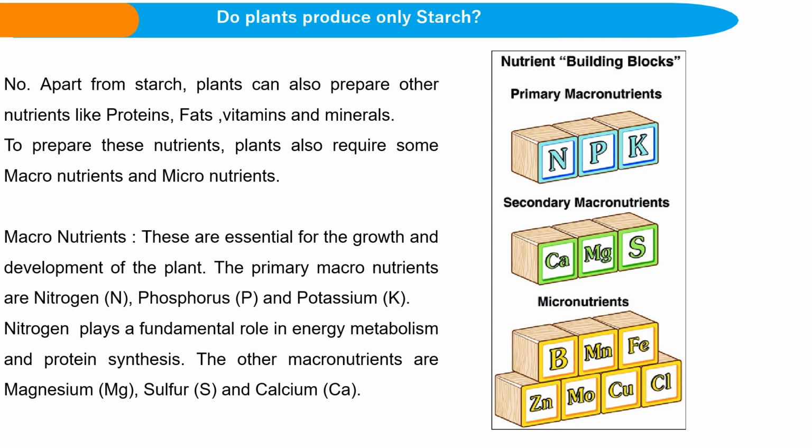Let's discuss the macronutrients. These are essential for the growth and development of the plant. And the primary macronutrients are nitrogen, phosphorus and potassium. Generally we call them NPK, and these are very much required for the plants for their growth and development. Nitrogen plays a fundamental role in energy metabolism and protein synthesis. The other macronutrients required for plants are magnesium, sulfur and calcium.